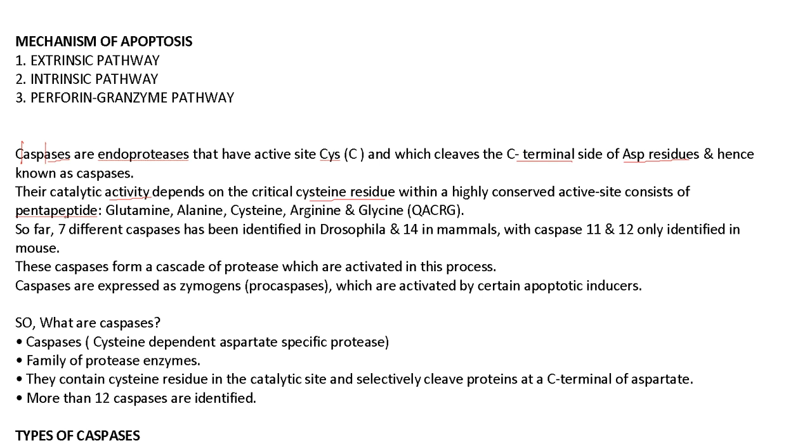The cysteine residue is in a highly conserved active site consisting of the pentapeptide QACRG: glutamine, alanine, cysteine, arginine, and glycine. Seven different caspases have been identified in Drosophila and 14 in mammals, where caspase 11 and 12 are identified only in mouse.